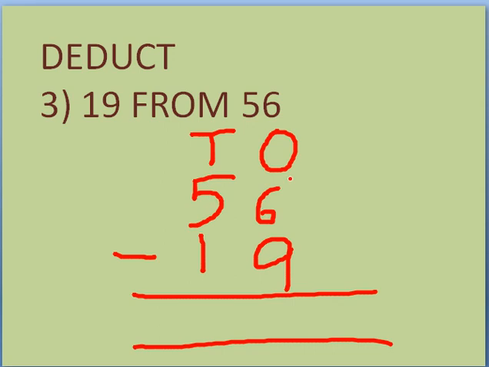There are 5 tens here. Take 1 ten from there. Then how many tens will be left here? 4. And bringing 1 ten here, 1 ten is equal to 10 ones. That is 10 plus 6 ones is 16. 16 minus 9. What you have to do?